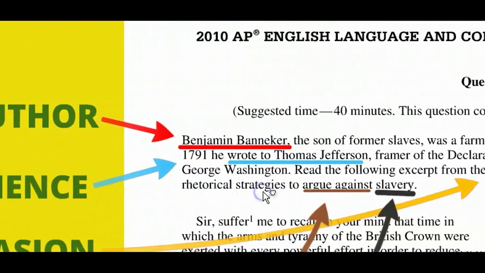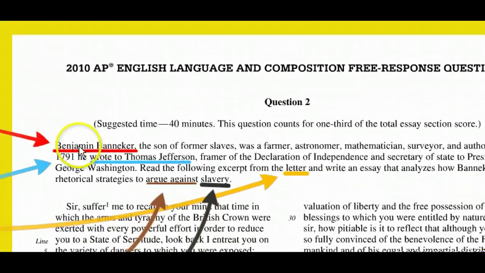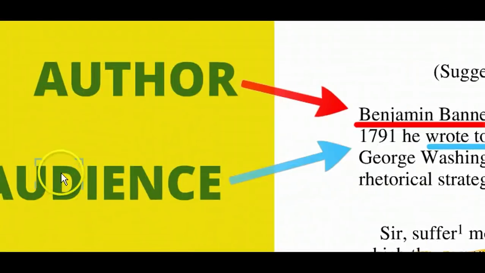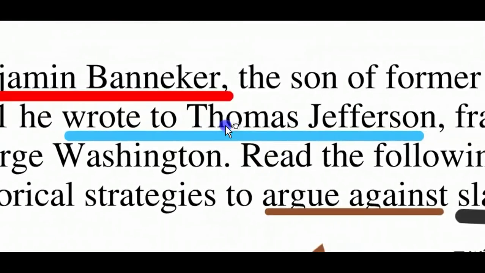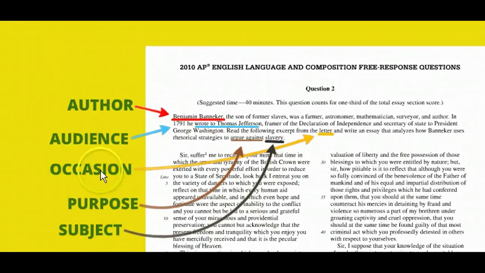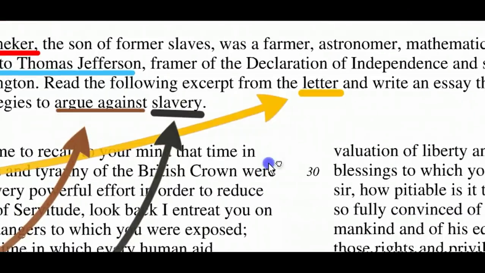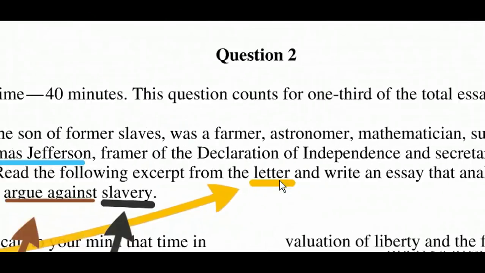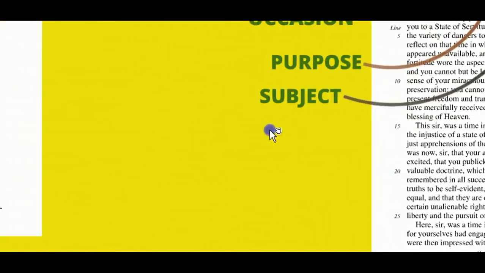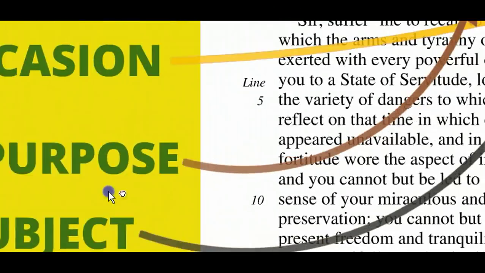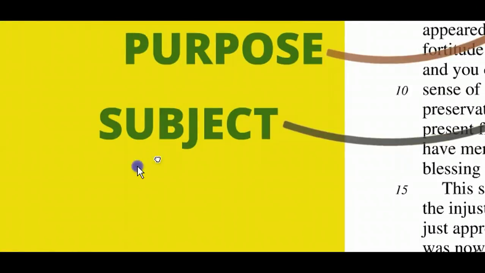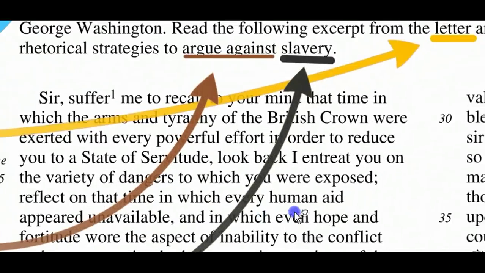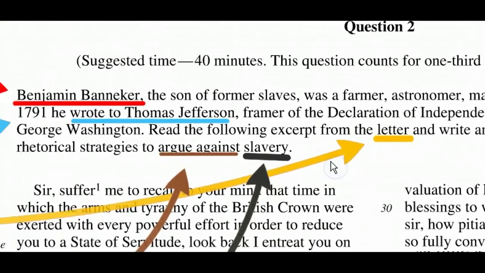If we break that down, first of all, right off the bat, we see who the author is, underlined in red. The author is Benjamin Banneker, right? Then later on, in blue, we see who the audience is. Who was he writing to? This was a letter to Thomas Jefferson. The occasion? The occasion was he wanted to, what? Write him a letter. The purpose, which here is clearly to argue against, and finally the subject, slavery. All of the information we need right here.